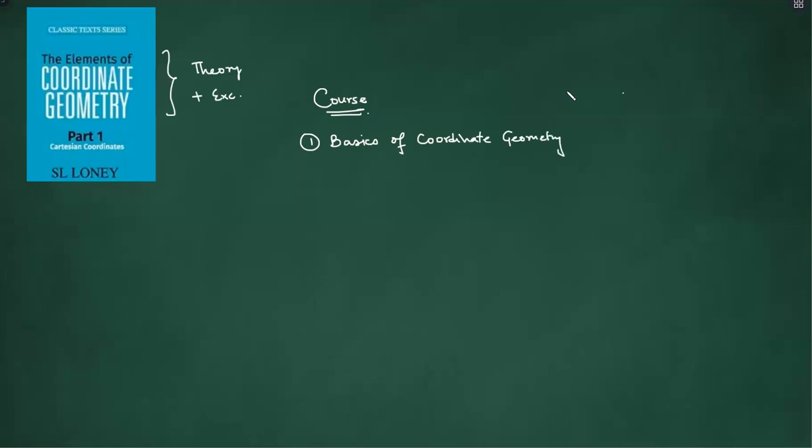In the basics of coordinate geometry, we're going to learn about the concept of Cartesian coordinates, which will be in this video itself. Then we will move into the concepts of areas of triangles, how to find the distance between 2 points, the section formula and related concepts. We are going to cover that in this first part. Then we will start with the chapter called straight lines. A very interesting and very easy chapter as well.